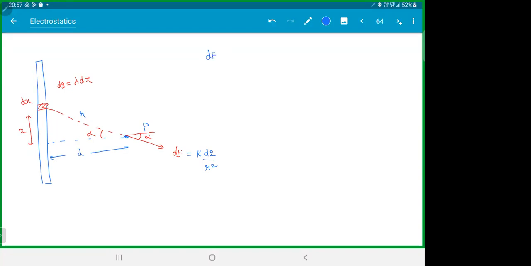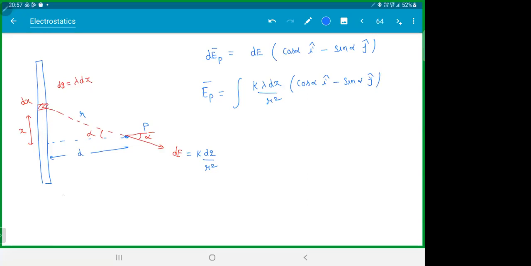For the vector at point P, remember that whenever you integrate a vector, first you have to divide it into i cap and j cap components. So dE as a vector will be cos alpha i cap minus sin alpha j cap. That's the first thing. Whenever you integrate a vector, always divide it into i cap, j cap, and then integrate. So the field at point P will be the integral of k dq, which is lambda dx, by r square, times cos alpha i cap minus sin alpha j cap.